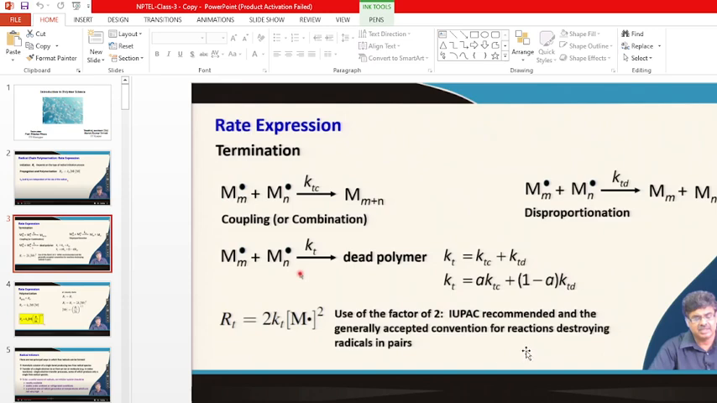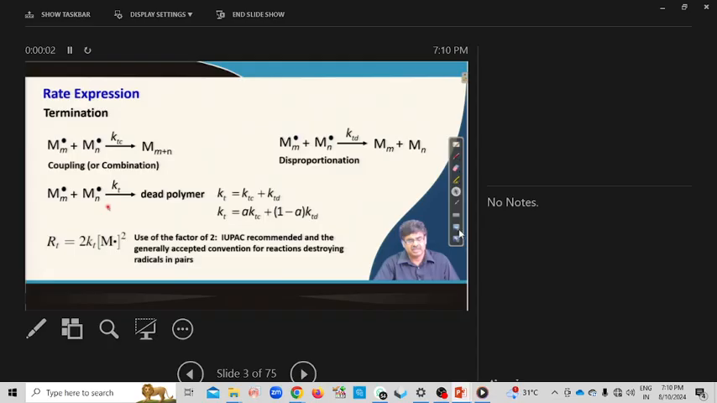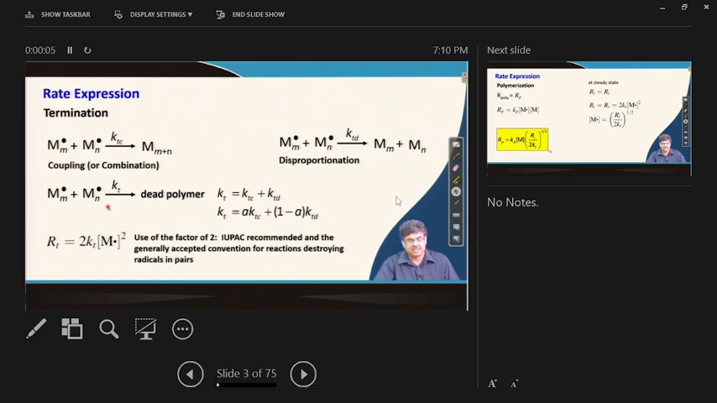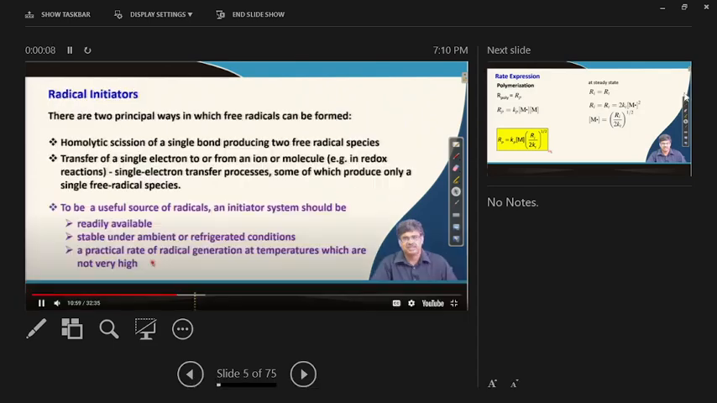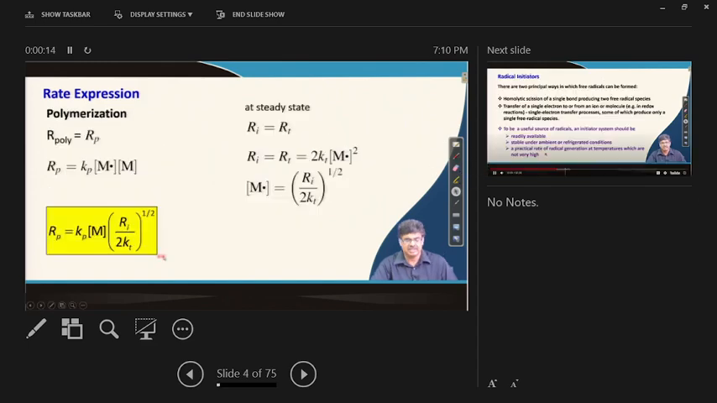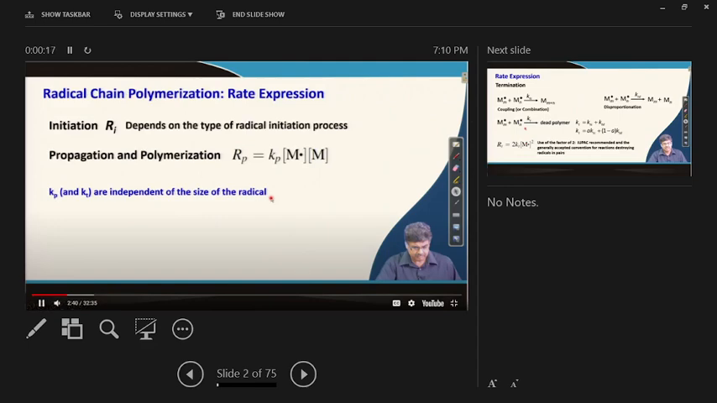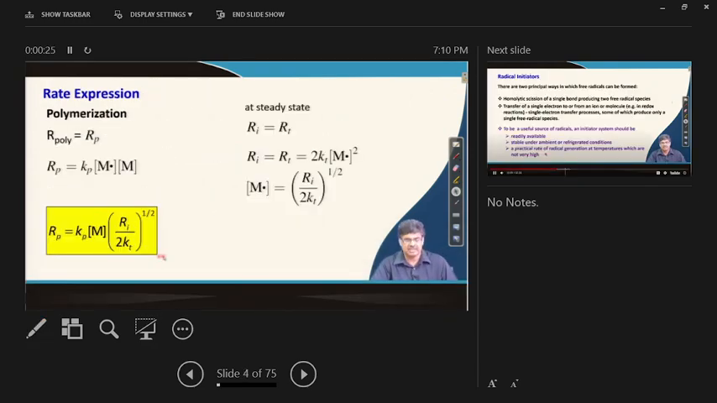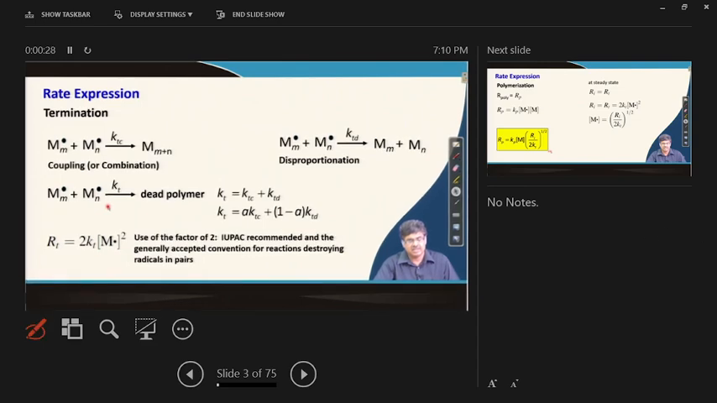Okay, so that's why we are using 2 at the front of the rate of termination. So I think it is clear why we write this expression in the place of this. I think you are able to understand.